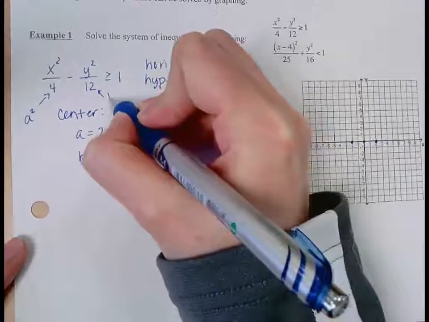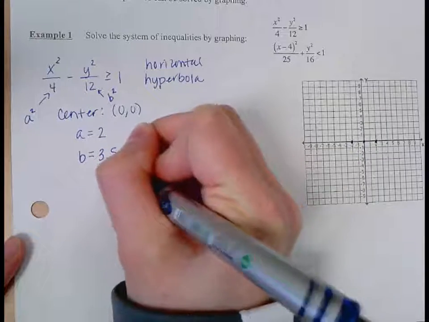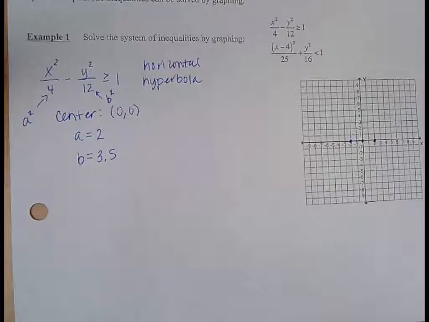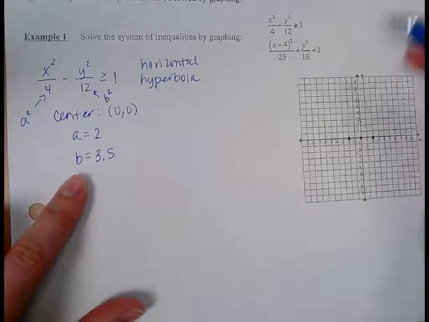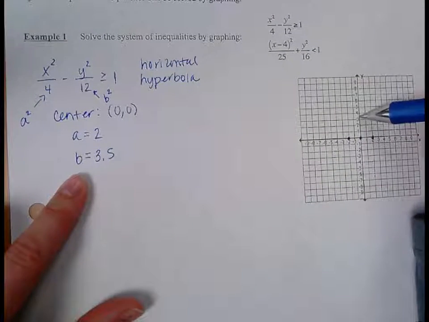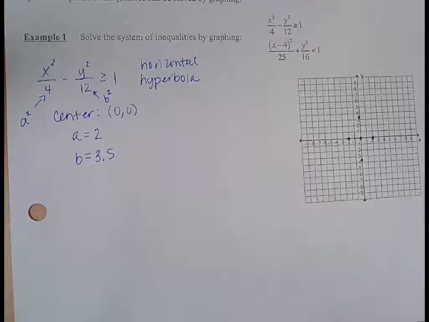B squared is 12, so B would be about 3.5, the square root of 12. Yeah, 3.46 if you rounded to 2 decimal places, or 3.5. Just don't round to a whole number. So the covertices for a horizontal hyperbola are up and down from the center by a distance of B. So from the center, I can go up 3.5 and put a point, and then down 3.5 and put a point for the covertices. Or again, you could use the formulas to find what they are and then plot them.